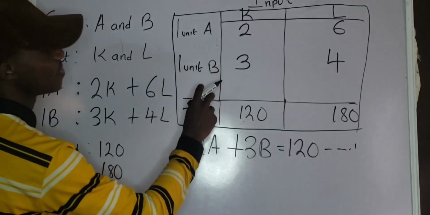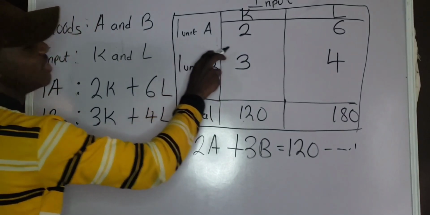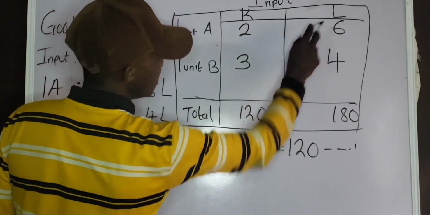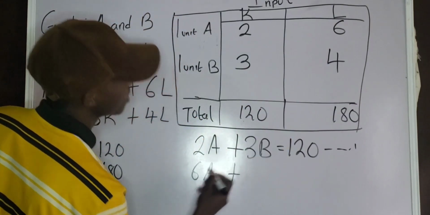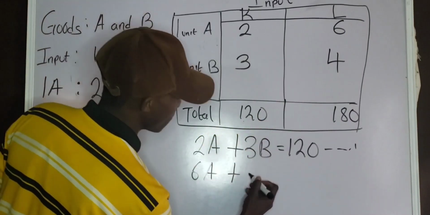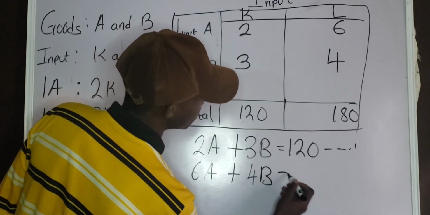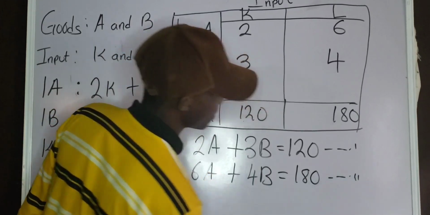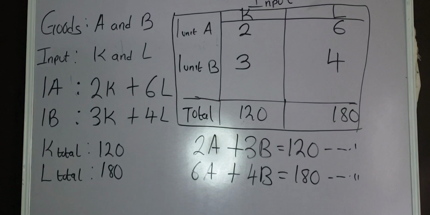For the second equation, to produce 1 unit of A requires 6 units of L, so I'm going to have 6A plus, to produce 1 unit of B requires 4 units of L, so 4B equals 180. Call this equation 2. If you get to this point, half of the problem is already solved, because when it comes to word problems, the ability to interpret your question into equations is very important. So in the exam, pay attention to every statement in the question. Now let us proceed.